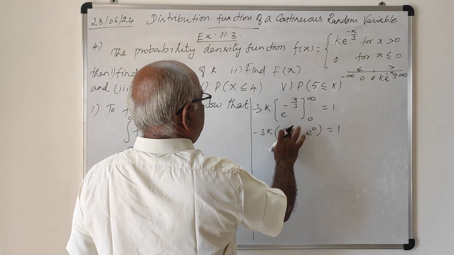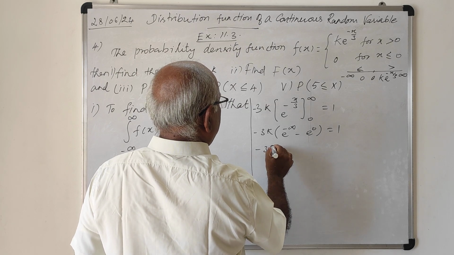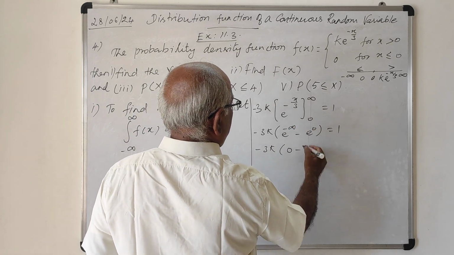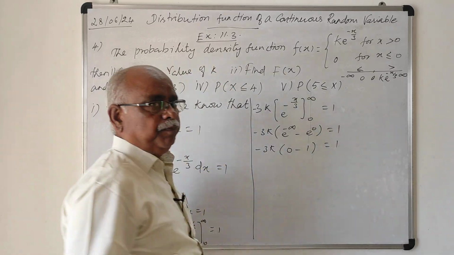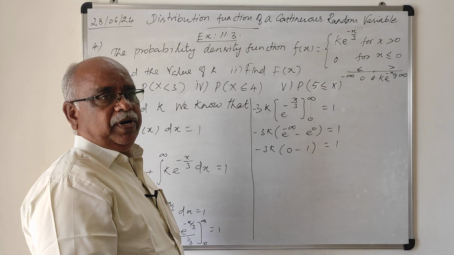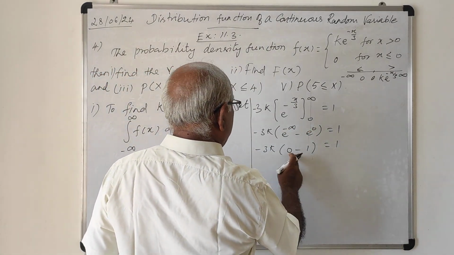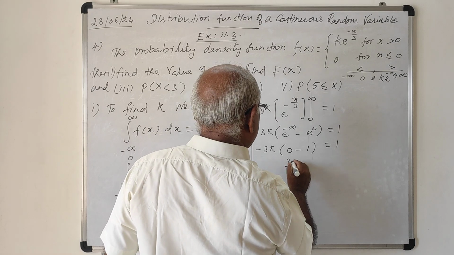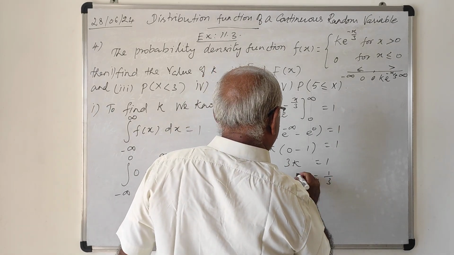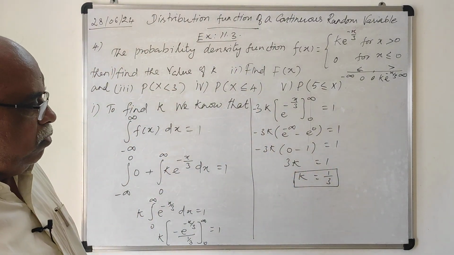We know that minus 3k into e power minus infinity, which is 0, minus e power 0, which is 1, equals 1. The value of e power minus infinity is 1 by e power infinity, that is 0, and e power 0 is 1. Multiplying, we get plus 3k equals 1. So k equals 1 by 3. That's all about the value of k.